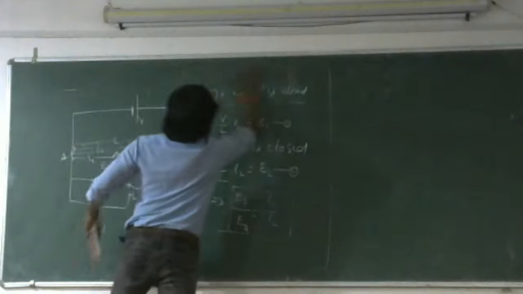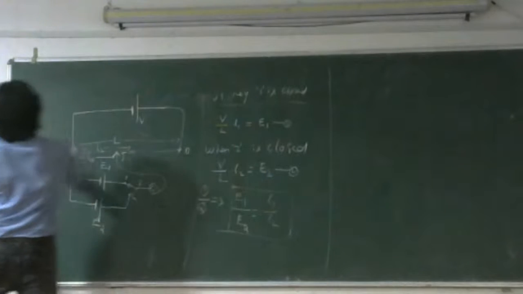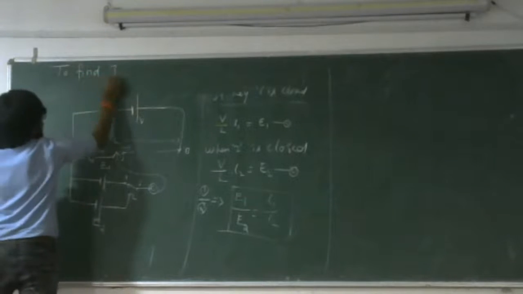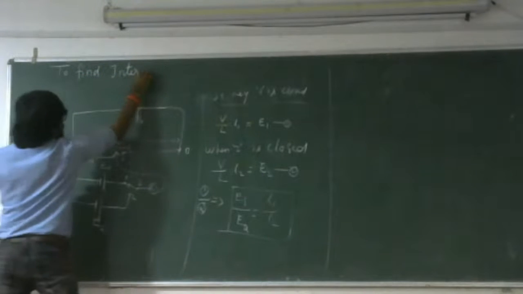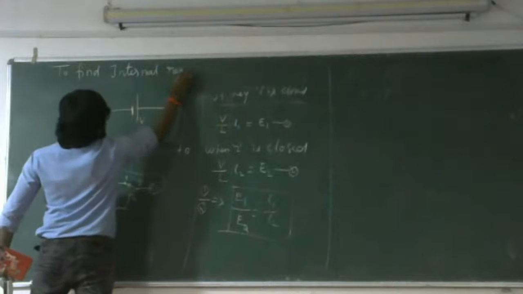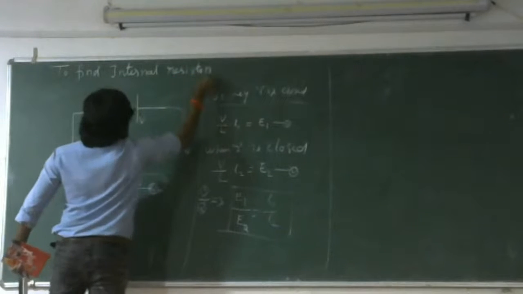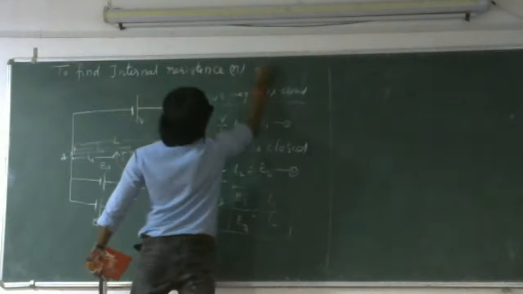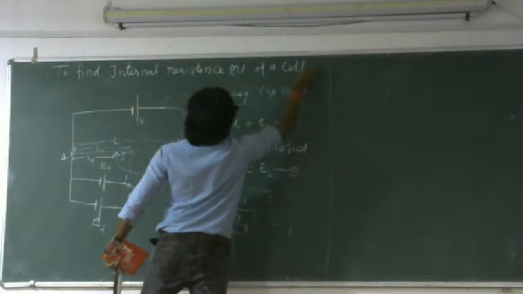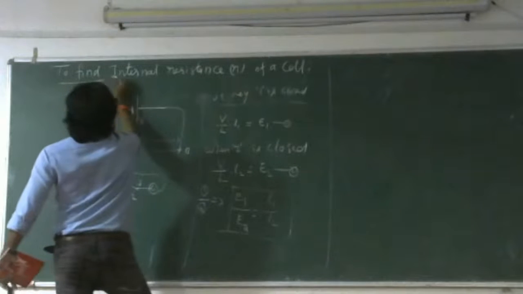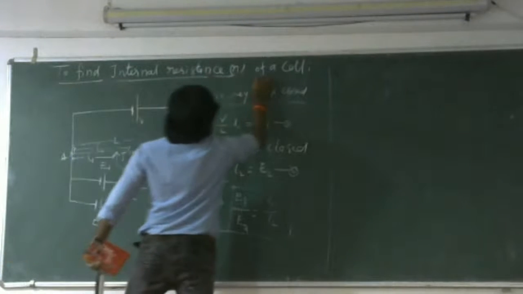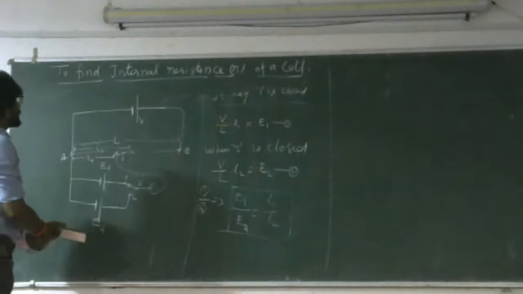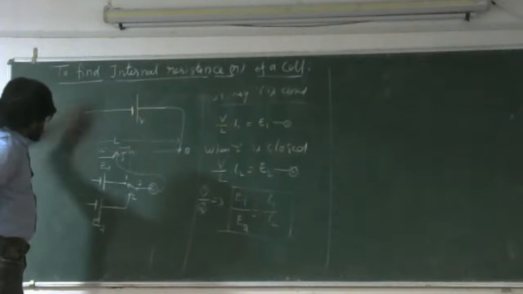Write the heading: to find internal resistance. Usually internal resistance we denote by small r. To find internal resistance r of a cell. Let us see how to find this.